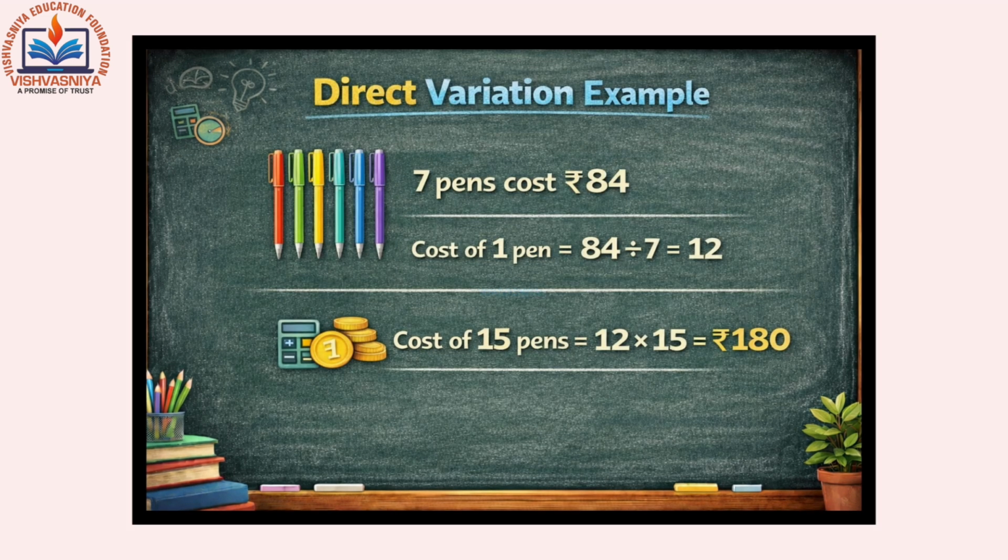Suppose 7 pens cost 84 rupees. First we find the cost of 1 pen. 84 divided by 7 equals 12 rupees. Now for 15 pens, we multiply 12 by 15. The total cost becomes 180 rupees.